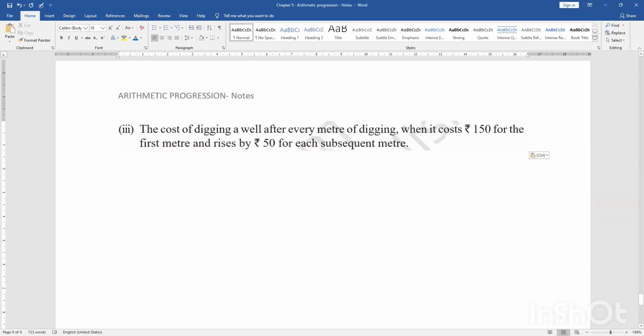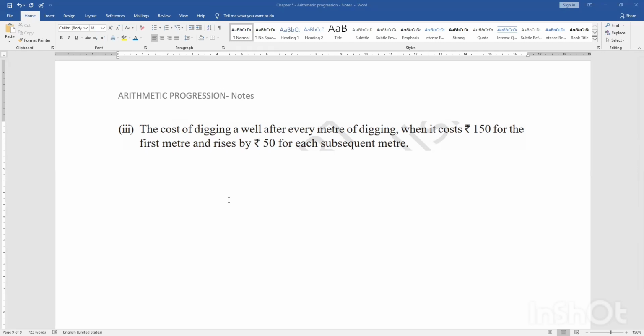So we have the third question. The question reads like this: the cost of digging a well after every meter of digging, when it costs rupees 150 for the first meter and rises by rupees 50 for each subsequent meter. Okay. So let us see whether this particular situation forms an AP.